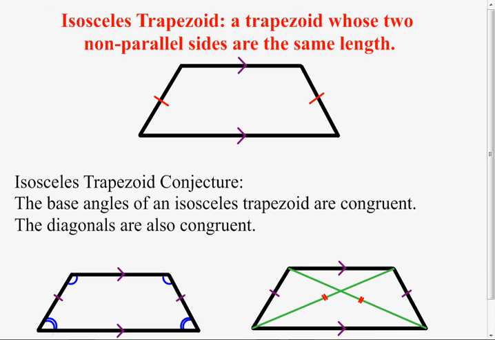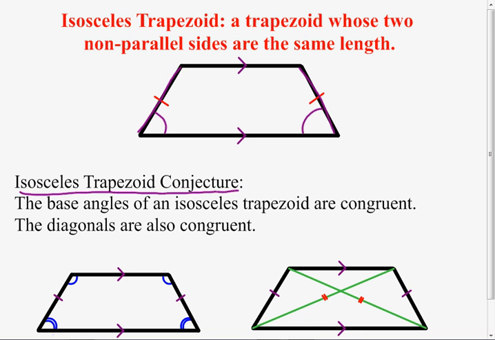Now we can have isosceles trapezoids. An isosceles trapezoid is a trapezoid where the two legs here, this is called a leg and this is called a leg, they are congruent. They have the same length. Well, if that's the case, I can get a whole lot of nice properties for trapezoids. So this is the isosceles trapezoid conjecture. The base angles are congruent. I have a picture down here, but let me mark it up here. This angle here is congruent to that angle.